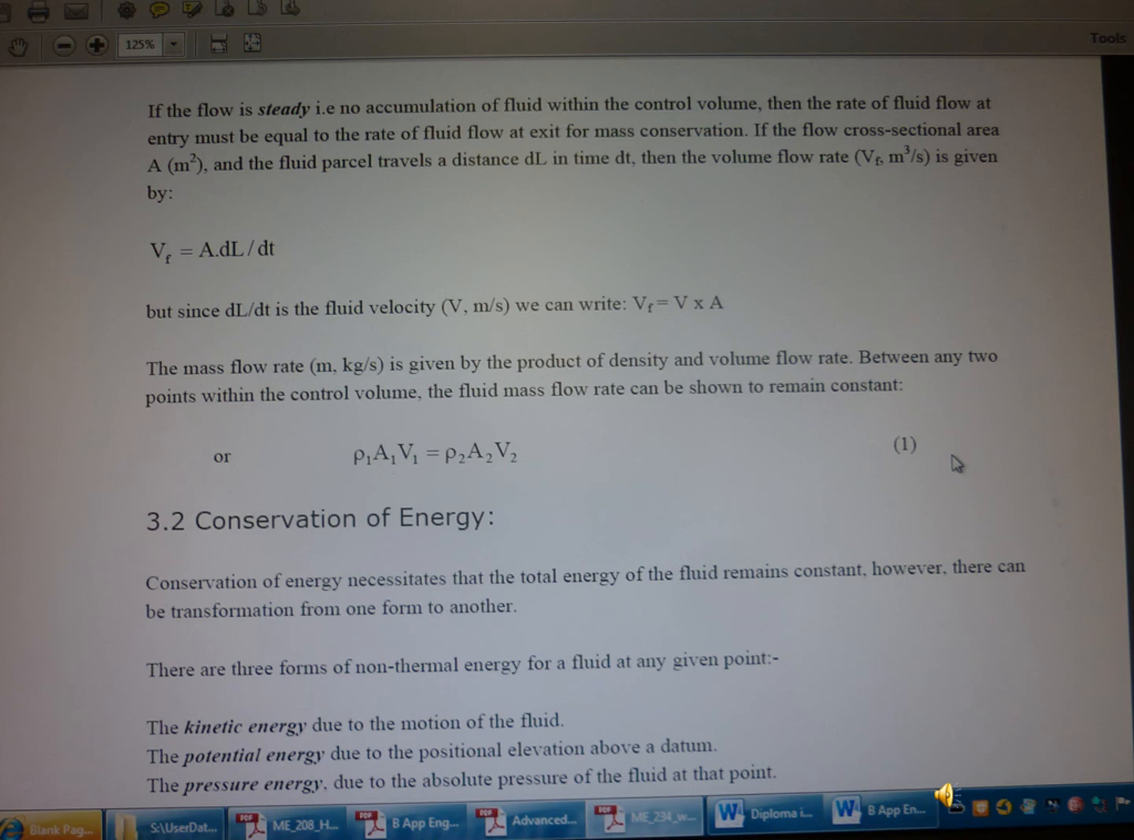The next one will be the conservation of energy. The conservation of energy necessitates that the total energy of the fluid remains constant. However, there can be transformation from one form to another. These are the three forms of energy for the fluid at any given point: kinetic energy due to the motion of the fluid, potential energy due to the elevation above the datum, and pressure energy due to the absolute pressure of the fluid at that point. These energies have to be conserved. All energy combinations at the inlet and outlet must be equal.